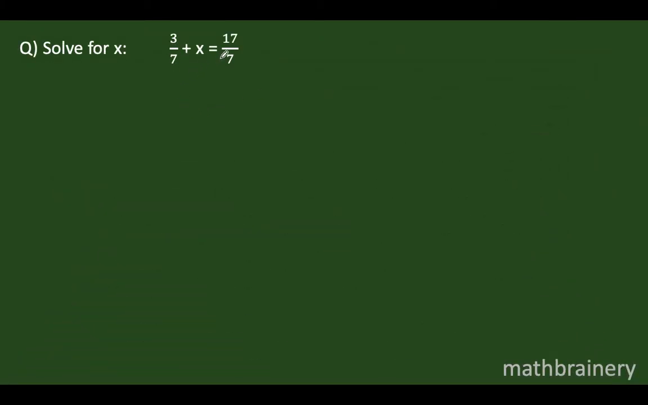Solve for 3 by 7 plus x is equal to 17 by 7. So you have 3 by 7 plus x is equal to 17 by 7. Now from this question onwards, let us use only one method of obtaining solution. Let's use the method of transposing, because that is the most widely used and most commonly used method of obtaining solution, because it is easier to attain the result in just 1 or 2 steps. Alright, so let's use the method of transposing to obtain the solution.